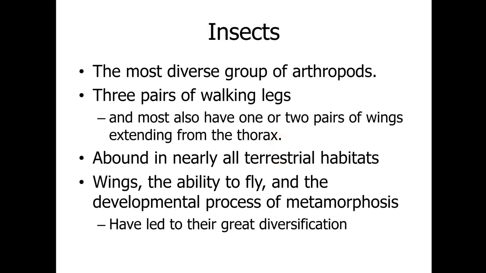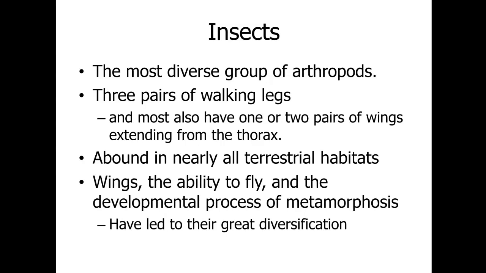With insects, they're going to have 3 pairs of walking legs. That's going to be the most distinctive thing that we know about insects. They're going to be the most diverse group of arthropods. With these 3 pairs of walking legs, most are going to have 1 or 2 pairs of wings that extend from the thorax. Their life consists of separate life stages. Most are going to live on land, and some can live in the aquatic region. There's going to be about 800,000 species.